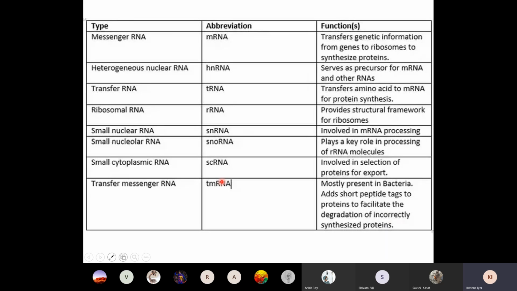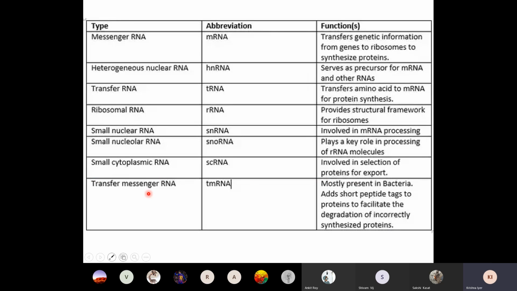For example, messenger RNA we know, transfer RNA we know, and ribosomal. This hnRNA or heterogeneous nuclear RNA is a precursor for mRNA and other RNA. Small nuclear RNA is involved in mRNA processing. Another, small nucleolar RNA or snoRNA, plays a role in processing ribosomal RNA molecules. Then there is small cytoplasmic RNA, which is involved in selection of proteins for export outside the cell.